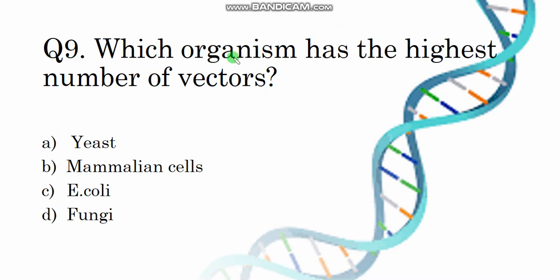Question number 9, which organism has the highest number of vectors? Option A, yeast; option B, mammalian cells; option C, E. coli; option D, fungi. And here the correct answer is E. coli.